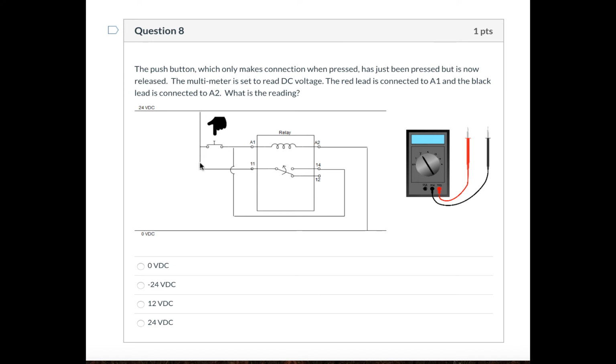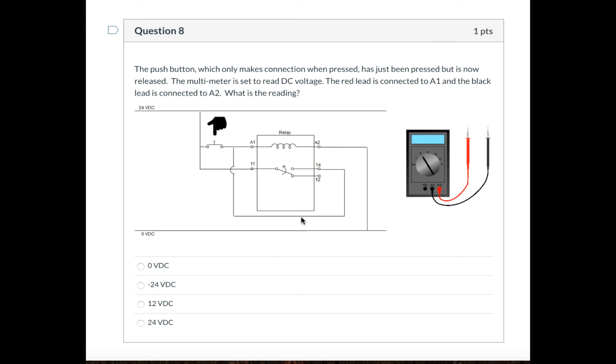So we've got current coming down here. It can't come through here because this has just been released, but it's coming down here. Because this is latched on, this switch is flipped up. It can flow across here from 11 to 14, all the way around up to A1, through that coil, through that electromagnet to A2, and back to ground. And so A2 is at 0 volts. A1 is still at 24 volts.